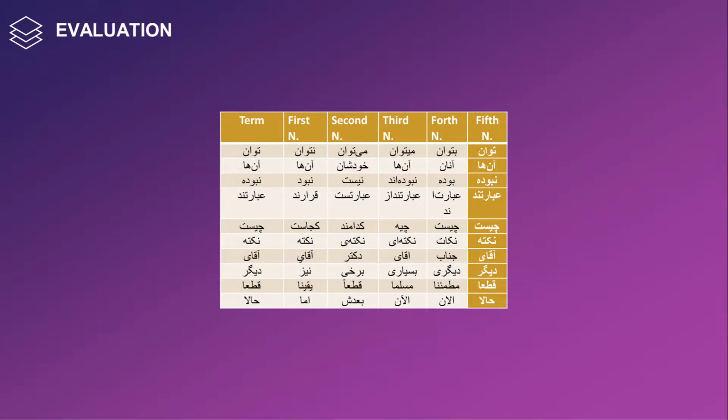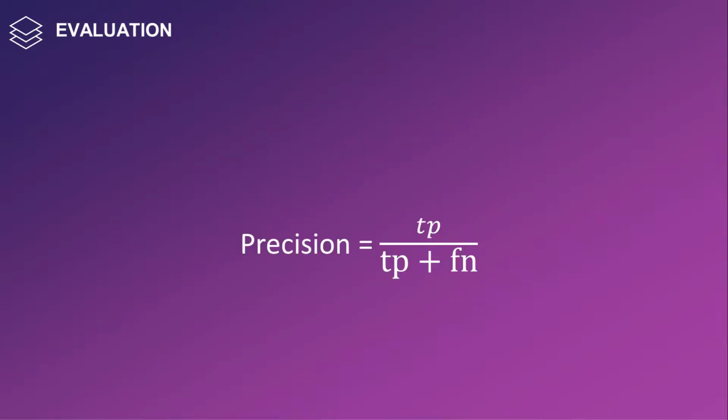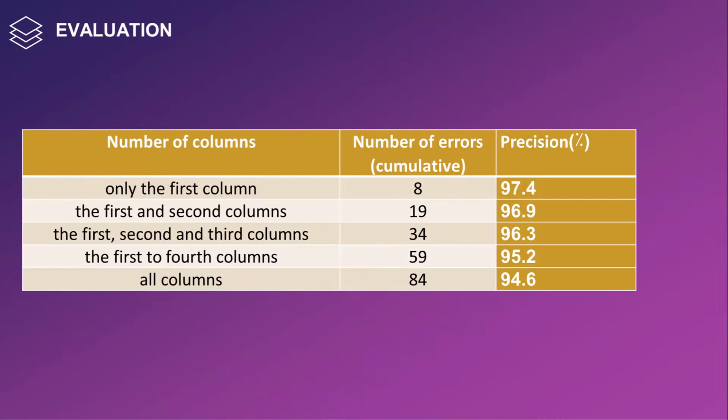This equation was used to evaluate the percentage of precision in stopword detection. As we can see, TP is the number of true positives and FN is the number of false negatives. The precision of the method was determined by calculating the precision for each column. In this table, you can see how precise stopword detection is.